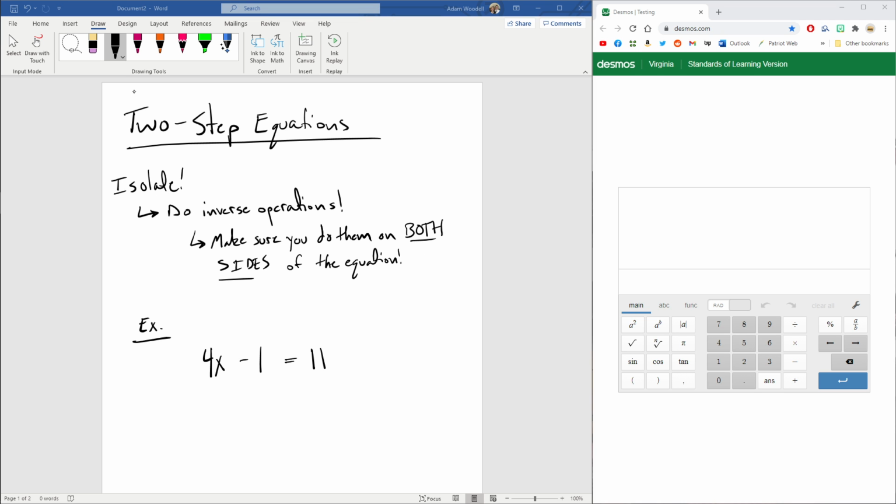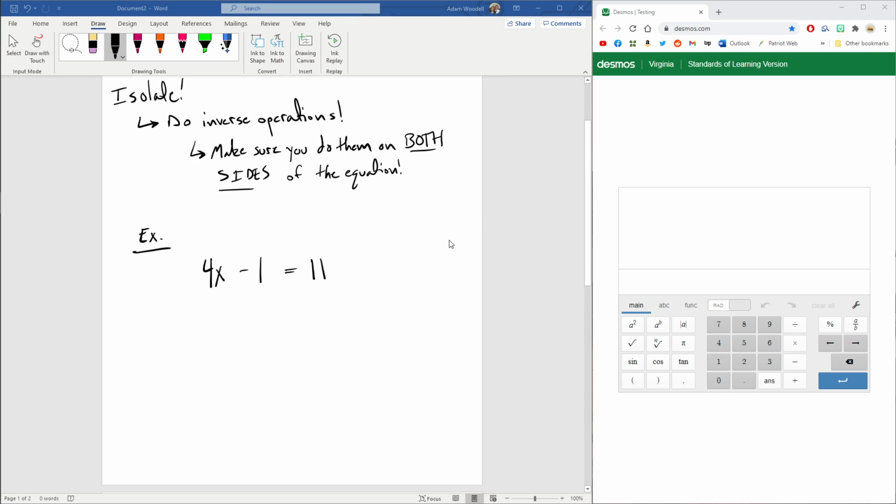Well, we do inverse operations. We're doing the opposite of what the equation is telling us to do. And when you're doing your inverse operations, just make sure you do them on both sides of the equation. You don't want it to be unbalanced. Whatever you do on the left side, you're going to do on the right side. So let's get into some examples.